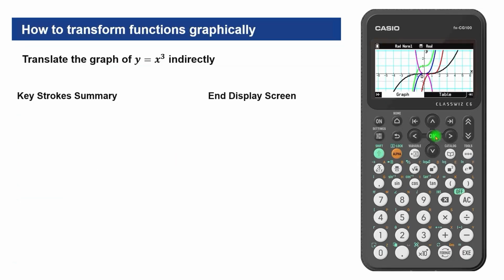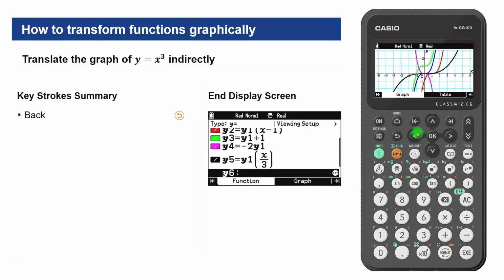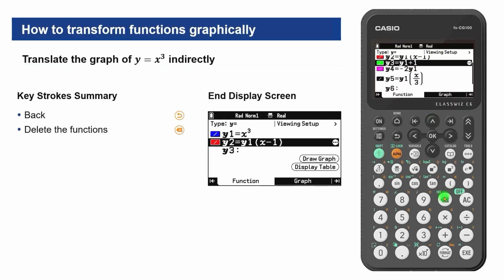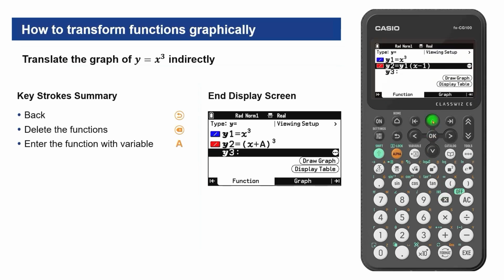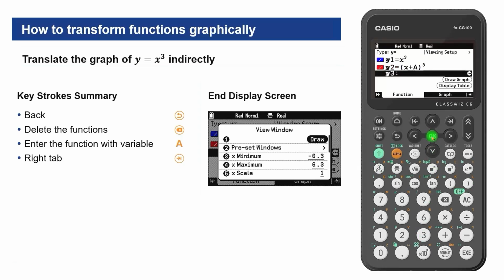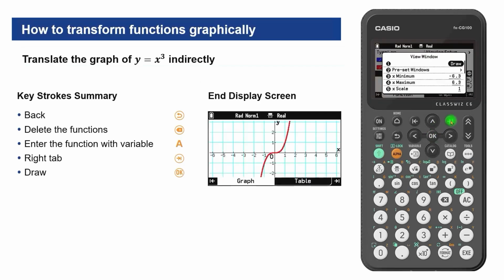It is also possible to transform functions indirectly using variables with assigned values. Return to function with back and delete y3, y4 and y5. Overwrite y2 with a new function using the alpha and x theta t keys to enter the variable a. Then right tab and Draw to see the new transformation.